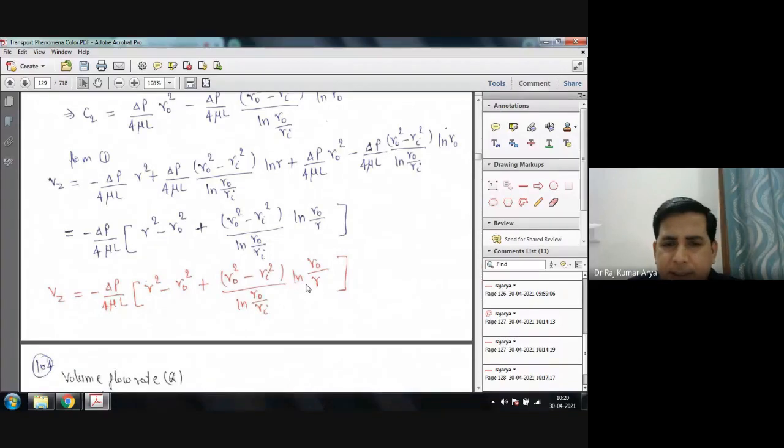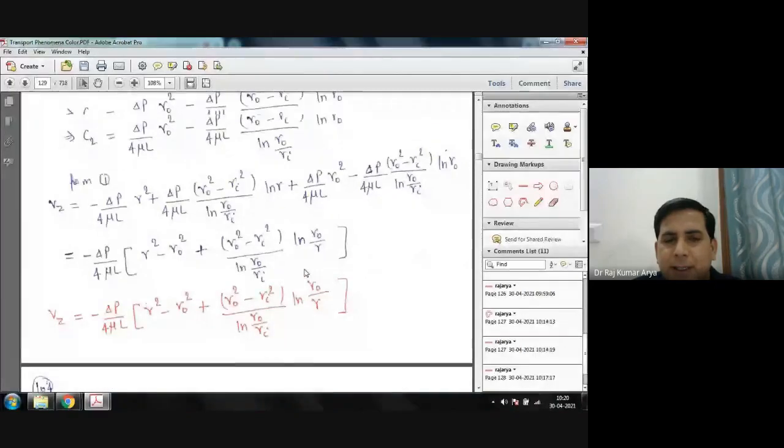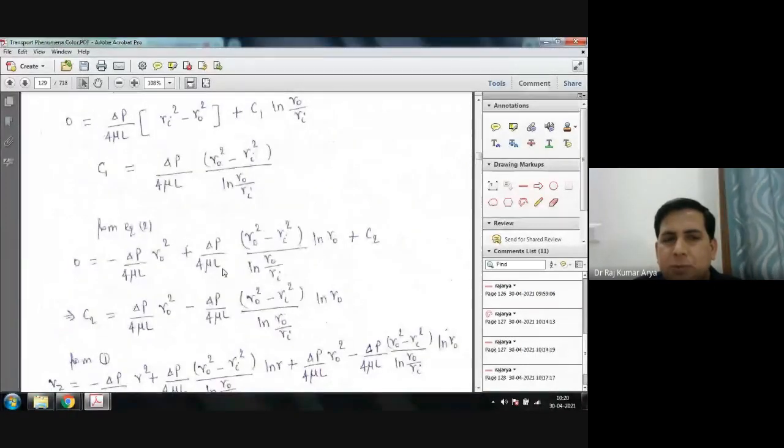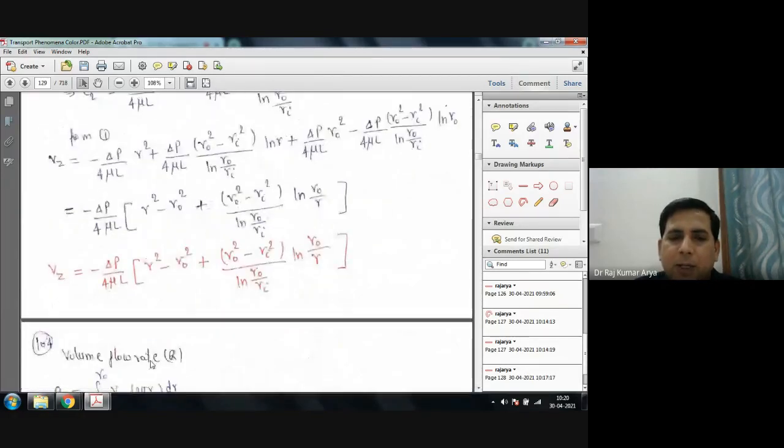Some may end up with the term Ri here, depending on which equation they are using to calculate C2. If you are calculating C2 from the R0 condition, you will get the term in terms of ln R naught. If you are calculating from the Ri condition, you will get some term in Ri. So don't get confused; both expressions are fine, because at last you are clubbing everything together. So I will just quickly end it here, and you will get the velocity expression.